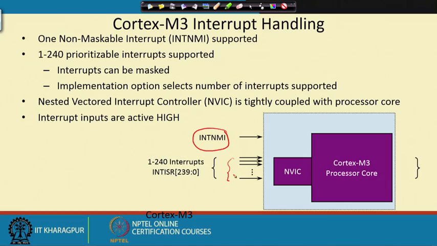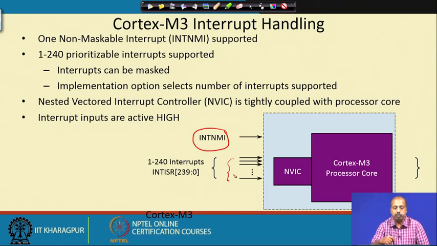Unlike, say, your 8085 or 8051, where we have got a limited number of interrupts, here the number of interrupts is really large. This is useful if you are having some embedded application, where there may be different devices connected to the system, and you may need all these interrupts. So, there are 240 such prioritizable interrupts, and these interrupts can be masked also, and the implementation option selects the number of interrupts supported.